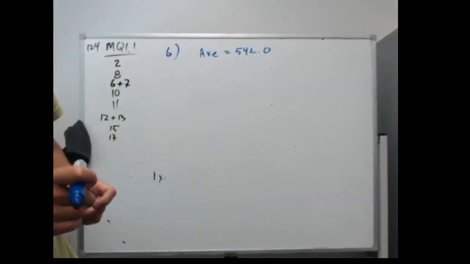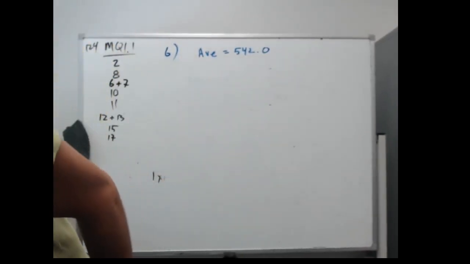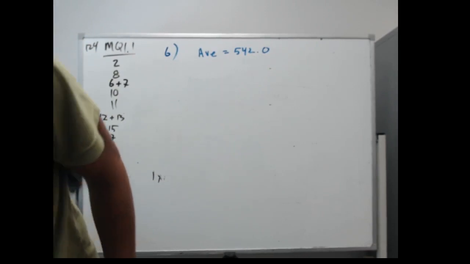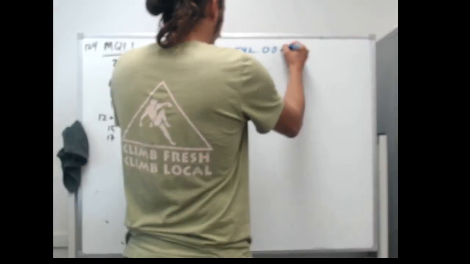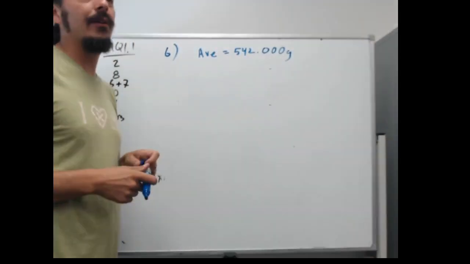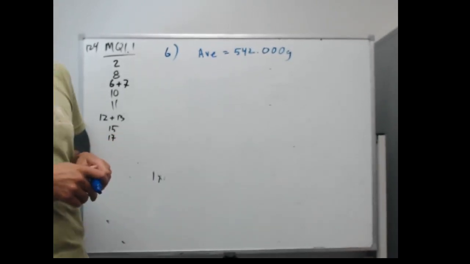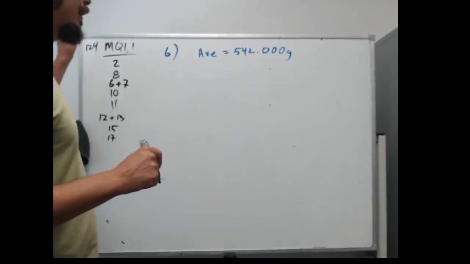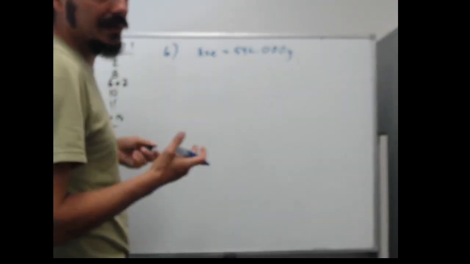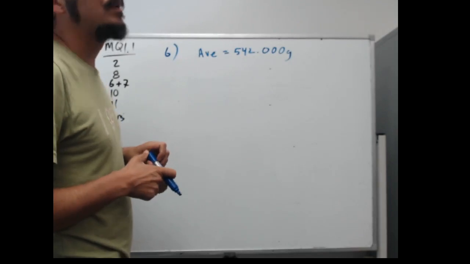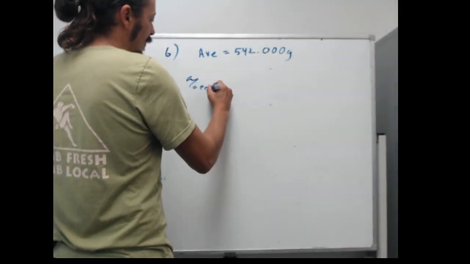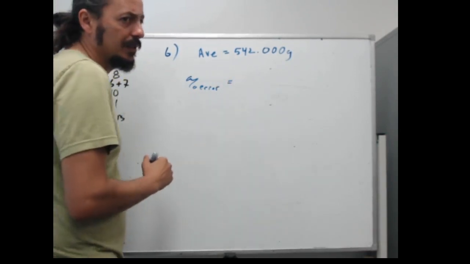Okay, so like 542.000, 3 zeros. I think 2 zeros. Or 3. Let's go 3 zeros. Either way, the balances we have are pretty accurate. So this is what we have for our average, and then we had to say what's our percent. So when we want to look at percent error, what equation did you use for that?